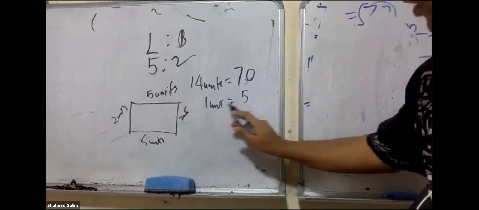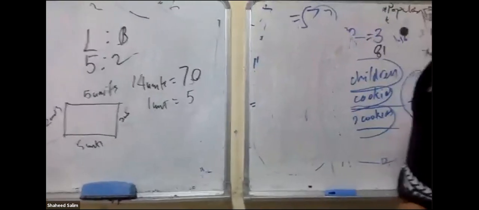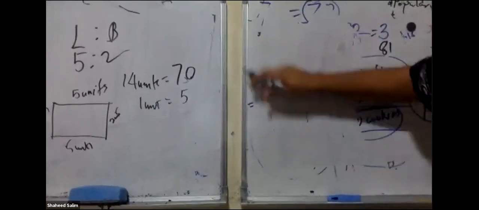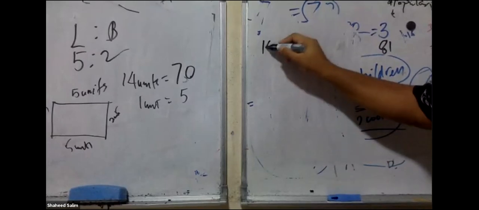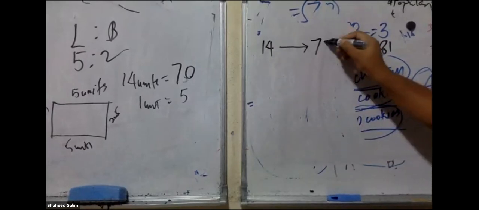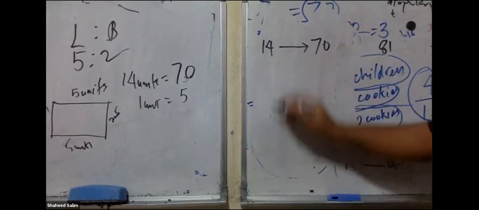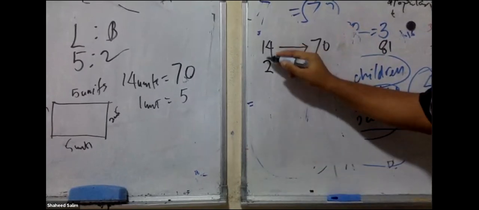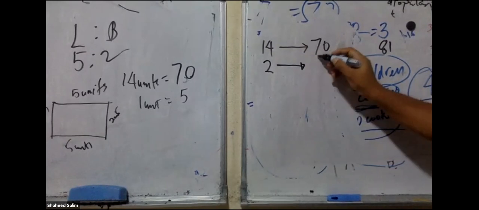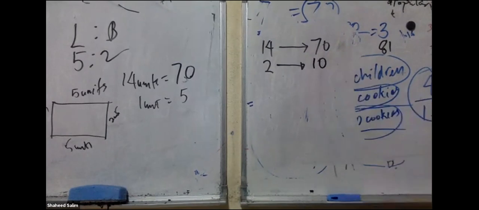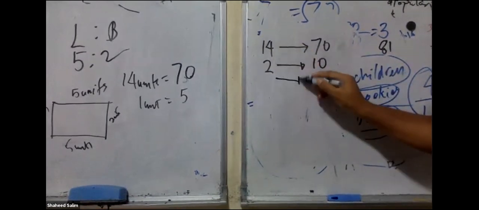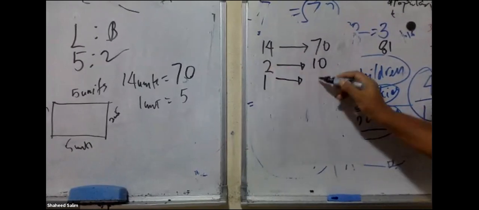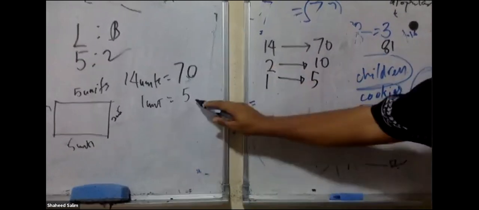Now, how to get this? If you're not sure, I'll show you how to do the comparison method. There are 2 ways of doing it. One is long division. Another is you take 14 and 70, both can be divided by 7. 14 divided by 7 is 2. 70 divided by 7 is 10. Then you can reduce further, divided by 2. So 1 unit is 5 cm.